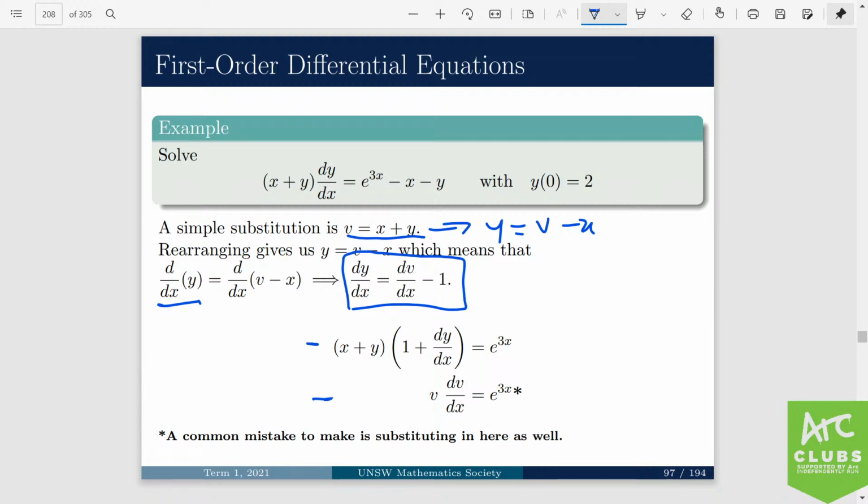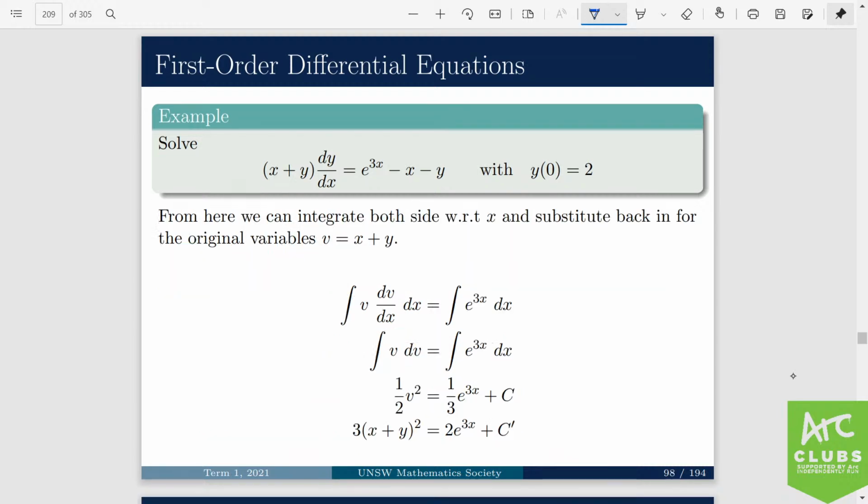I just put a little footnote at the end as well. A common mistake is to substitute in for x using this expression, but that's kind of pointing you back in the wrong direction, because then you've got two other variables on this side, and you're just in an endless loop of trying to solve this equation. So we get to here, we move forward.